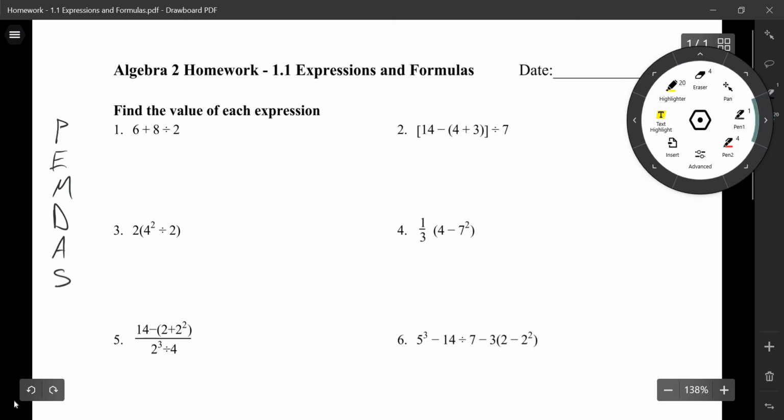For the first one here, we've got 6 plus 8 divided by 2. 8 divided by 2 is division. That's above addition, so we'll do that one first. So we've got 6 plus 4. 6 plus 4 is 10. That's what we're looking for.